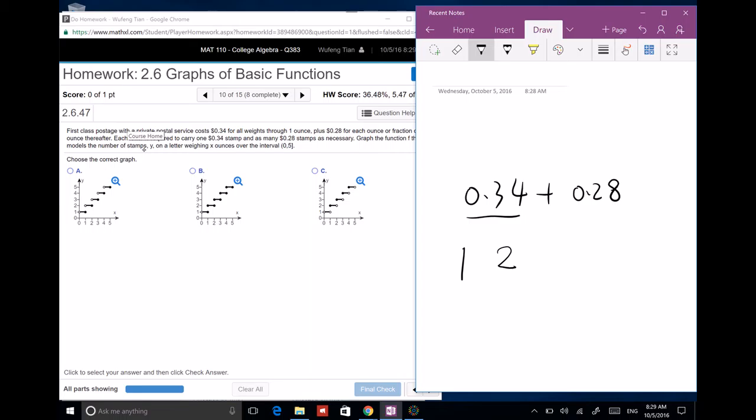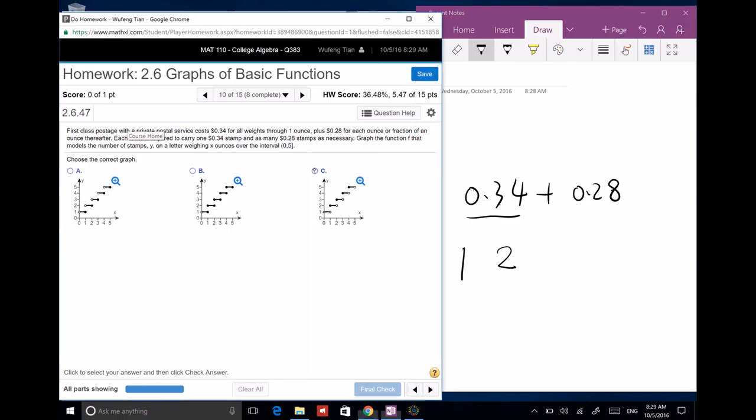I think it's going to be this one. Okay, because at 0 ounce you don't have to put anything. I think you don't have to put anything for 0, and then after 1 ounce I believe you have to put about two stamps. I think you still can put 1 ounce for 2, and then after that you have to put more. Okay.